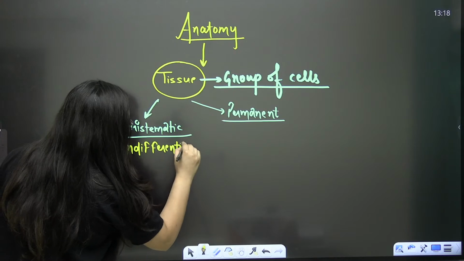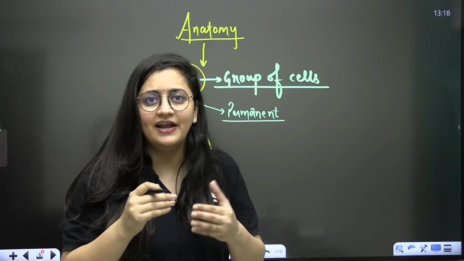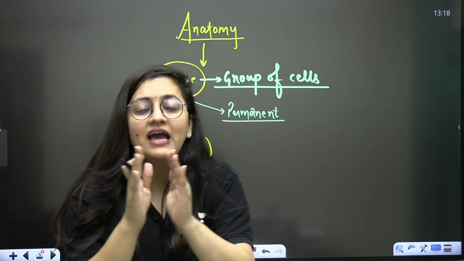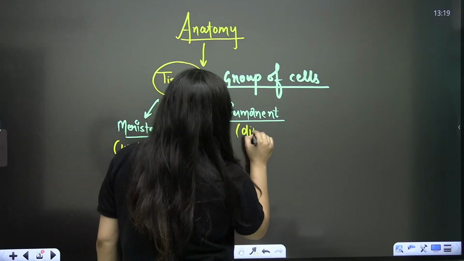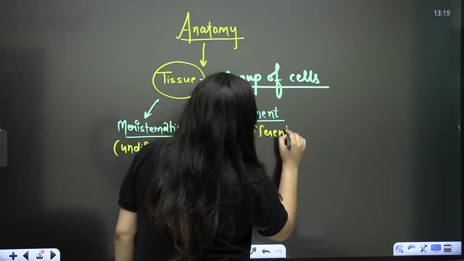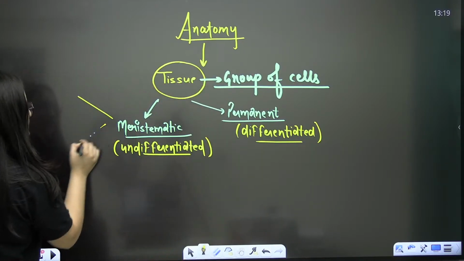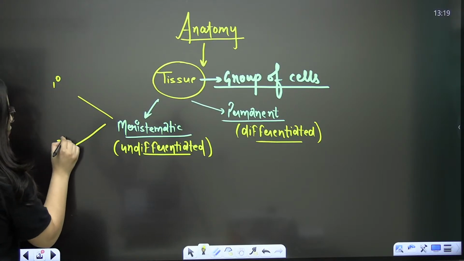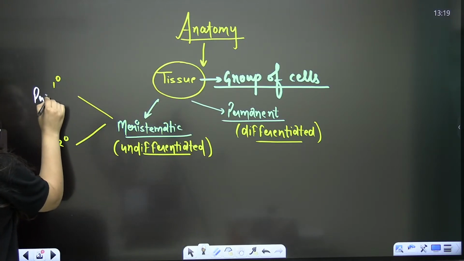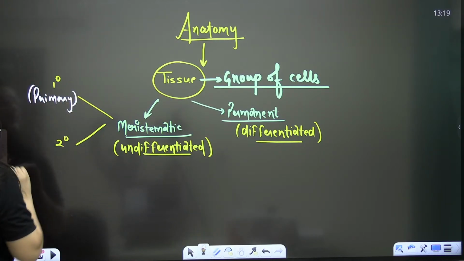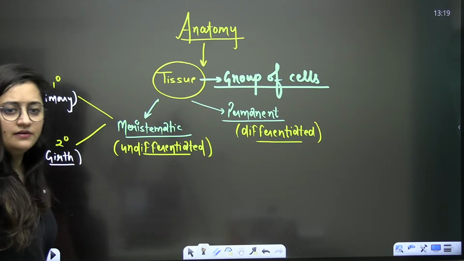Here cells are just dividing, but they do not have any permanent function. But when it is a permanent tissue, cells are differentiated and now they have a permanent function. That is the meaning of permanent tissue. Now in the meristematic tissue, we have the primary meristem as well as the secondary meristem. The primary meristem helps in the primary growth of the plant, basically increasing the length, and the secondary increases the girth, the diameter.